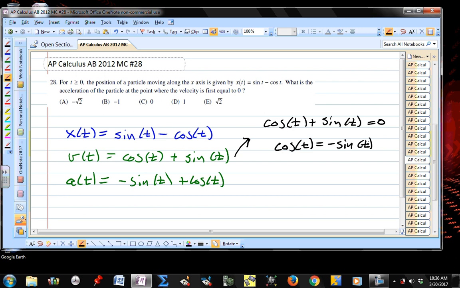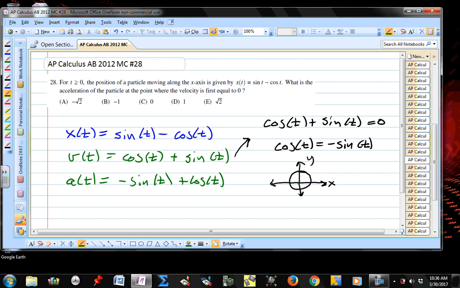So you know this is going to have to deal with some type of 45-degree angle, or 45-degree angle in radians is pi over 4 radians. Let's find the first place where this will happen. Okay. So if we have 45 degrees or pi over 4, sine and cosine are both positive. They're not opposites of each other.